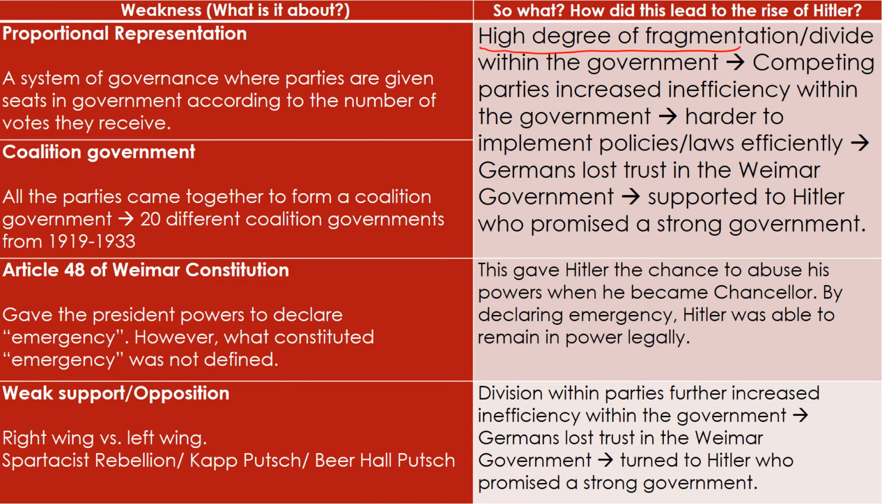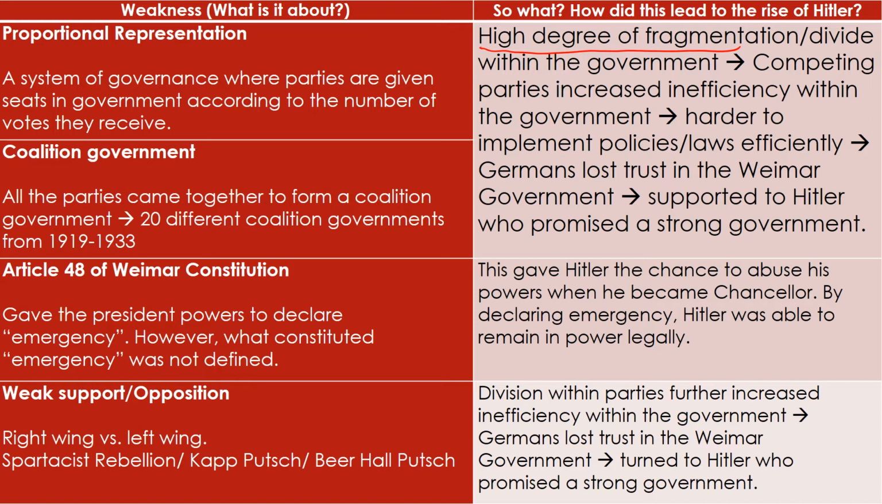Okay, second weakness, coalition government. The parties came together to form coalition governments, and between 1919 and 1933 alone, there were 20 different coalition governments. So from here already you can tell there were multiple changes within the Weimar government. They were not stable and they were not effective. They were not able to last long as well.